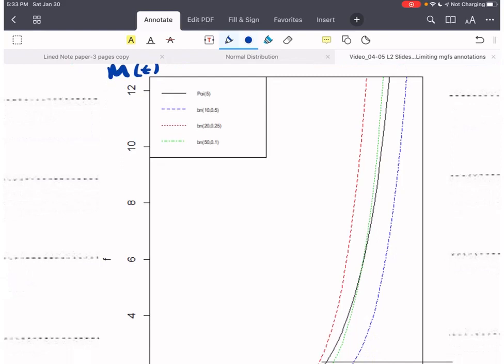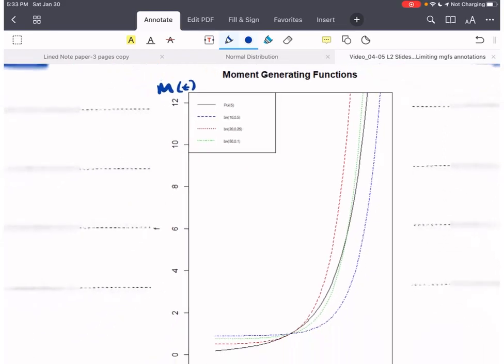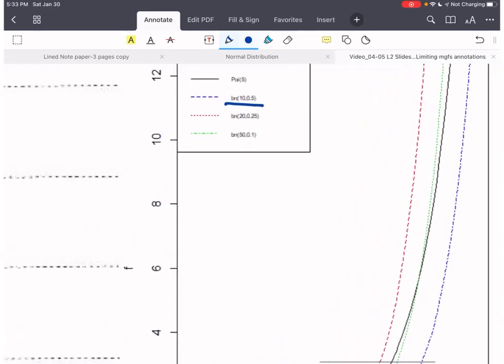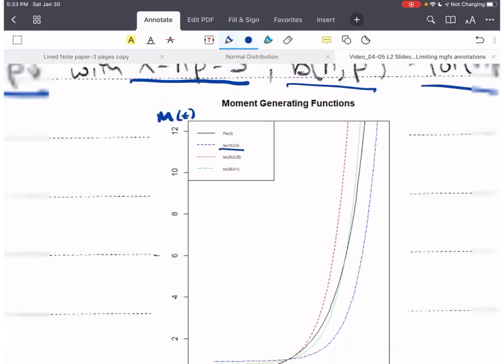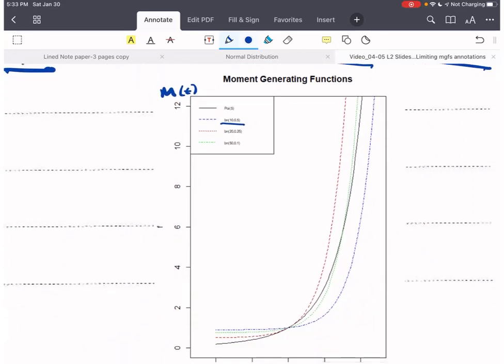And so the black line is the Poisson, which is what we're talking about approaching. When we start with this one, which is 10 and 0.5, that's the blue line, you can see that it's the furthest away overall. The red line is next, so it's a little closer down here, and it's just a little closer up here. It's hard to see up here, but it is just a little bit closer.